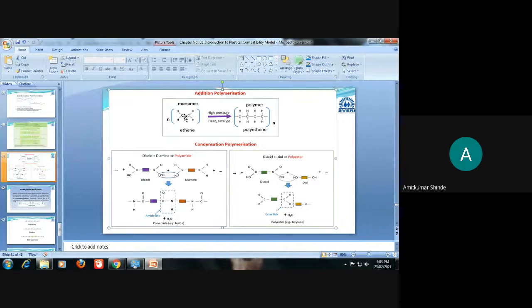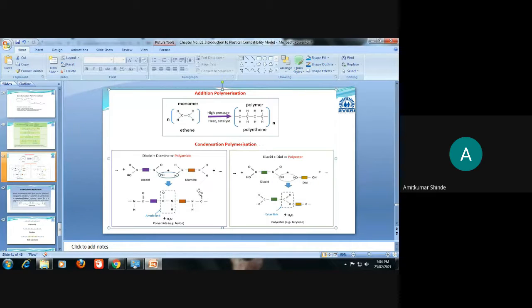First this double bond will break, and then they will combine with each other and form a longer chain, and at the end it will get terminated by a hydrogen atom getting attached. This is the polythene, and n indicates that many ethene monomers are attached, that's why n is written. This is addition polymerization, and in addition polymerization no byproduct is formed.